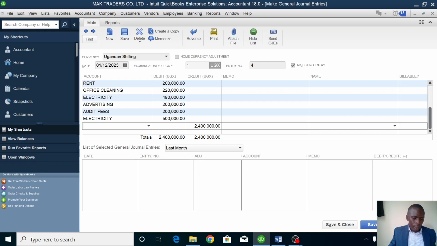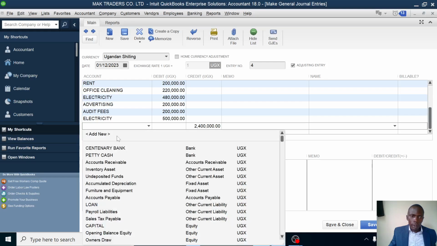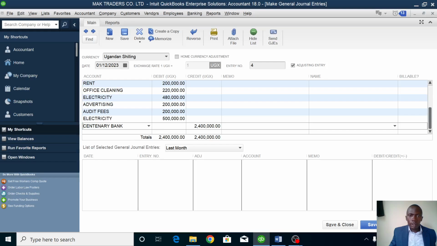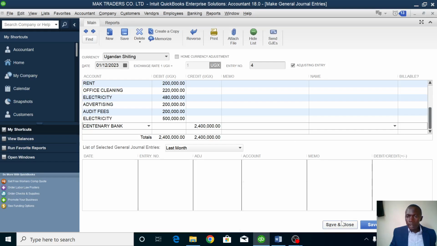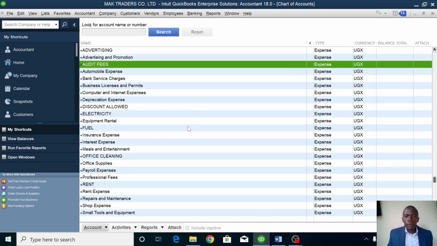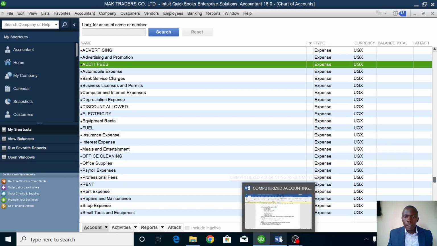So we are done with expenses. So we are going to credit all this amount to the bank, because all expenses were paid by check. So we credit all the amounts to Stanbic Bank. So we can go back to our question. We save and close. So we go back to our question.